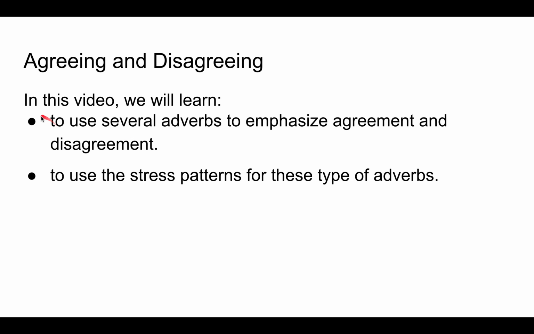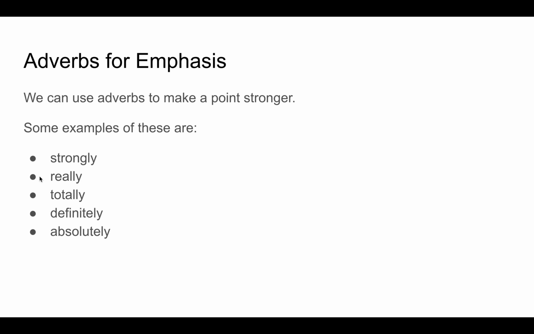The first is we will learn how to use several adverbs to emphasize agreement and disagreement, and we will learn to use the stress patterns for these types of adverbs. So let's get started. Let's talk about adverbs for emphasis. We can use adverbs to make a point stronger. And some examples of these are strongly, really, totally, definitely, and absolutely.